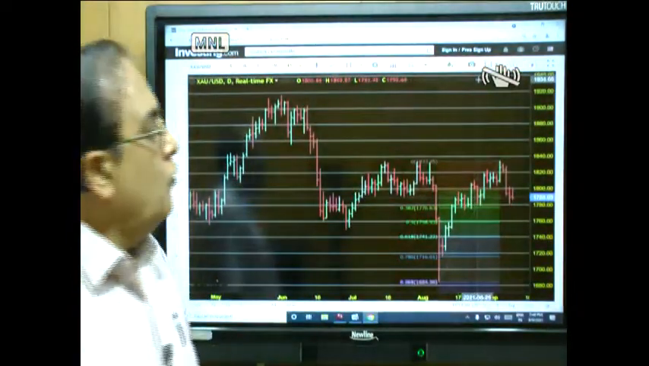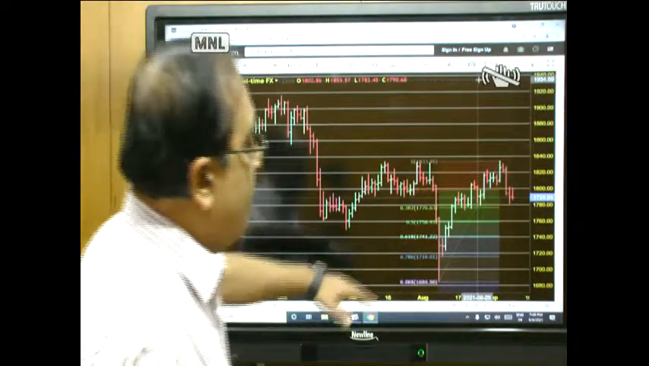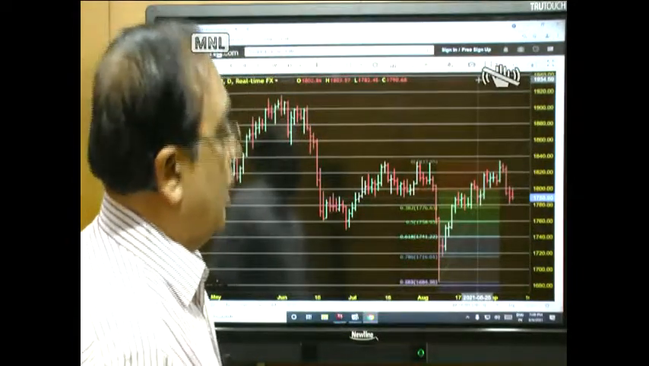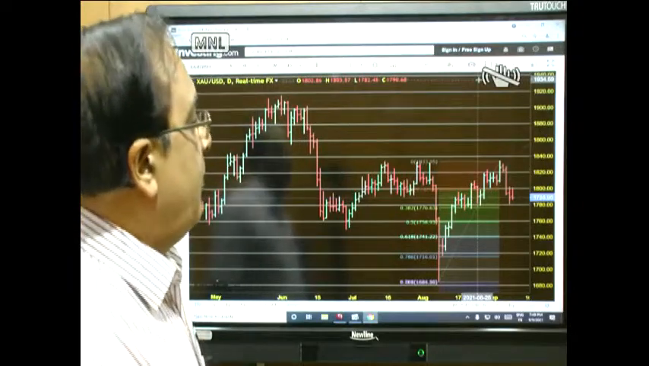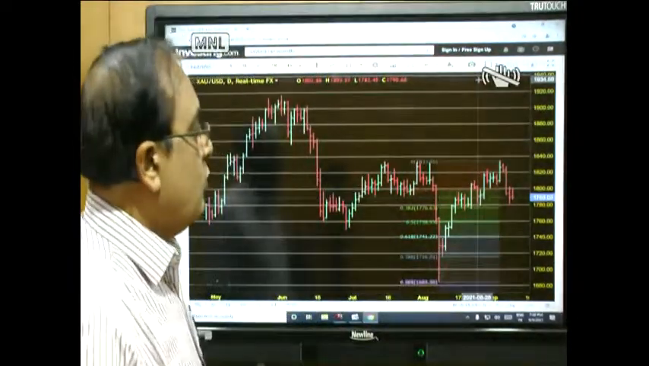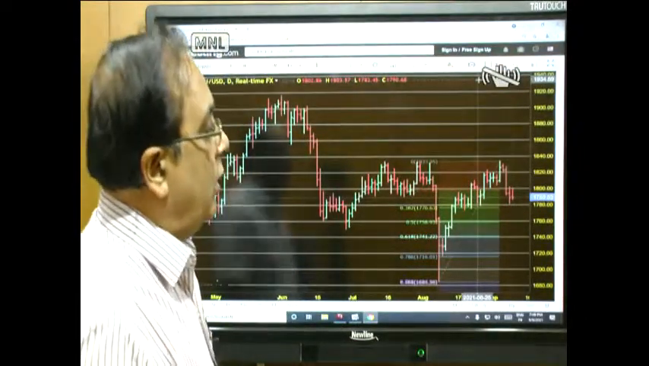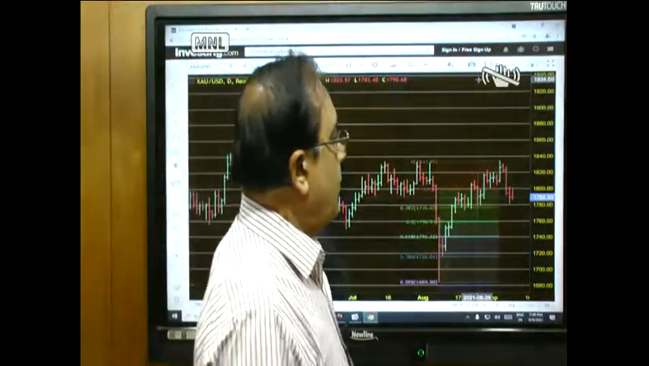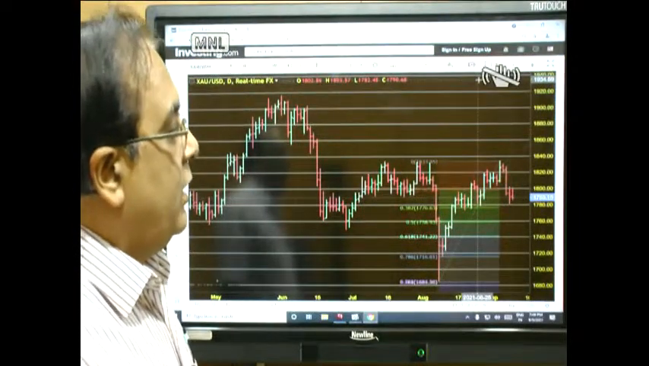So the 38.2% retracement is 1776. So this is going to be a very important area for a trend change as far as gold is concerned. So if it starts to get itself below 1776, then we could be heading towards a much lower level, towards 1741 or so. So right now it's something where we need to monitor the position.